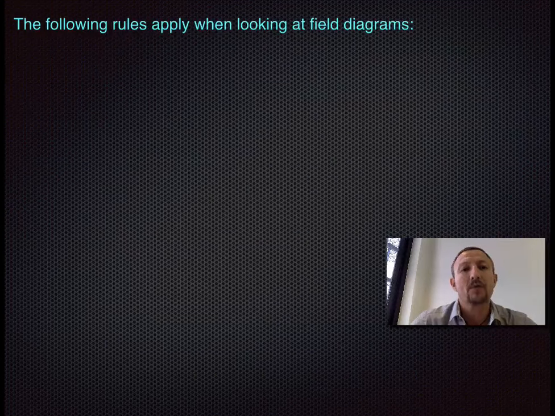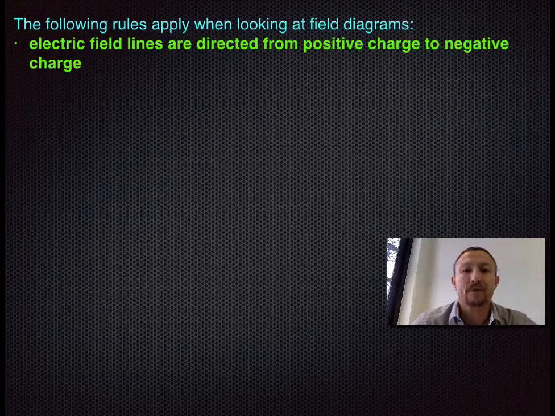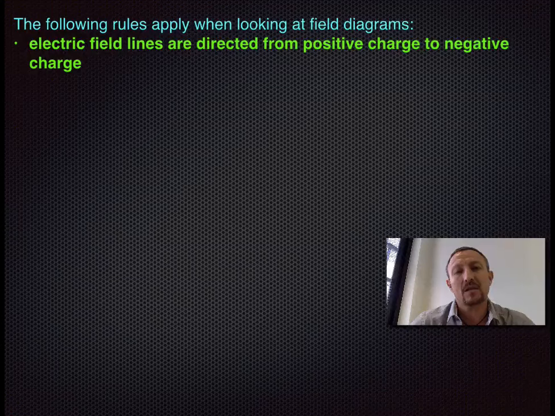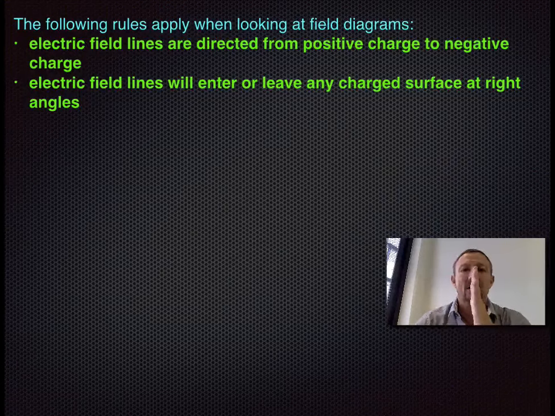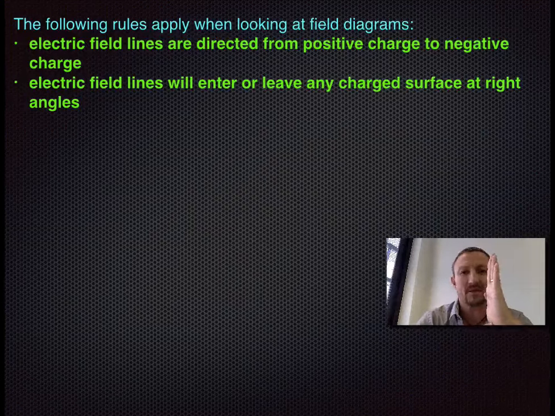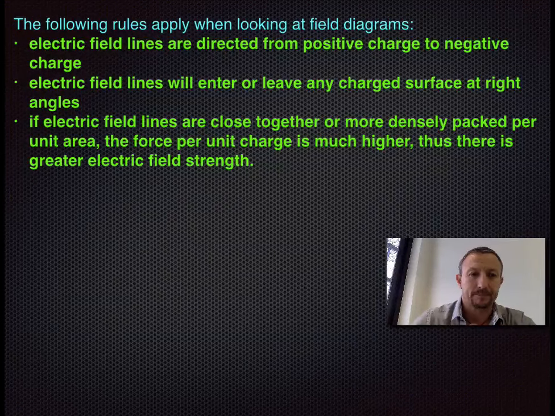Okay, so the following rules have to apply when we're looking at field diagrams. Our electric field lines are directed from positive charge to negative charge, just like we worked on in the magnets. We go from north to south. Electric field lines will enter or leave any charged surface at right angles. That basically means they act directly upwards from the center of the charge. There's no skewing of the actual vector. They're always at 90 degrees.